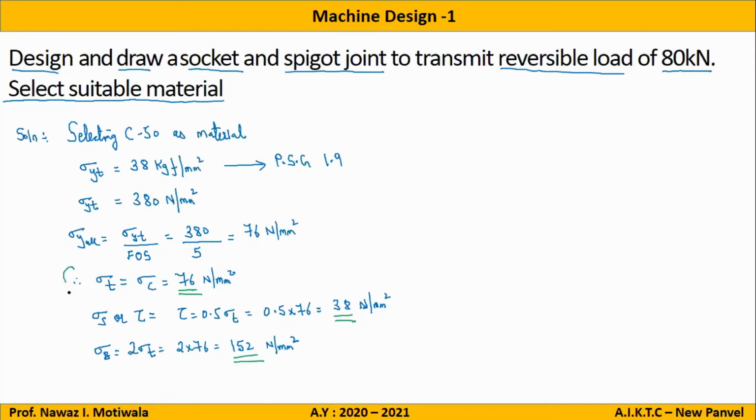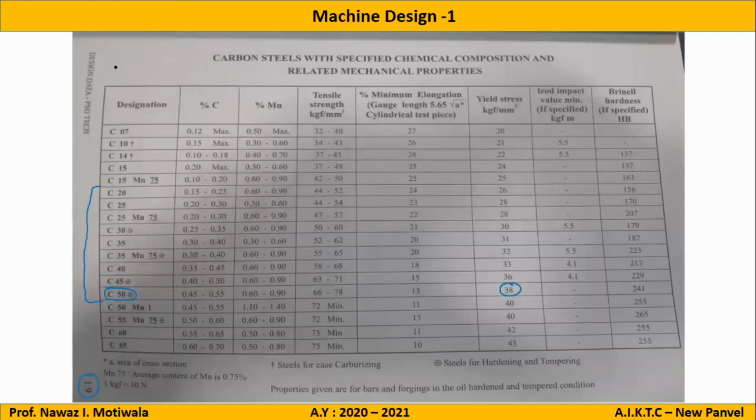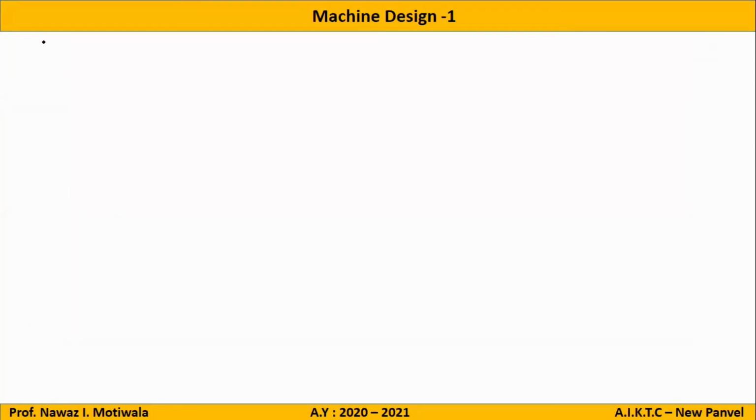These stresses which we just now found out are the allowable stresses in their domains. In their domains means in tensile, shear, compressive, and bending. Let us now start the design procedure. So the first step in the design procedure is what?